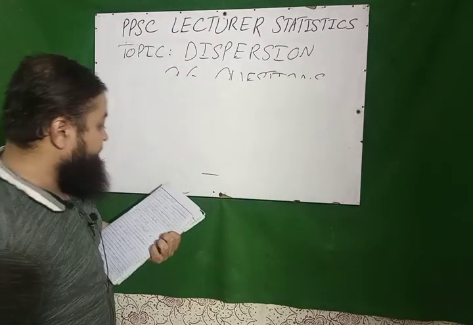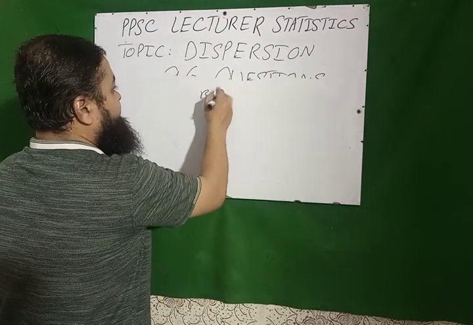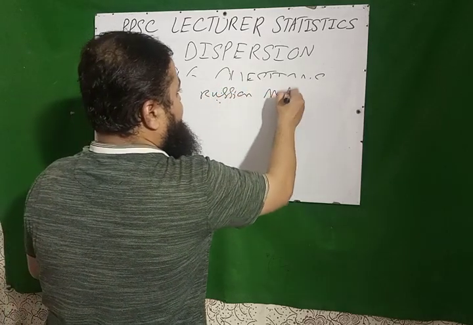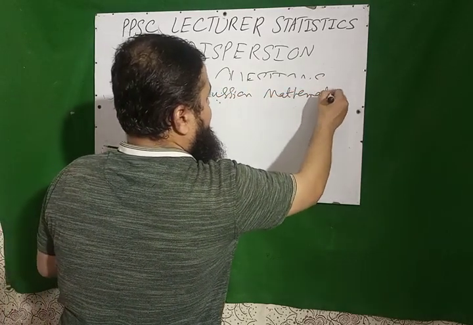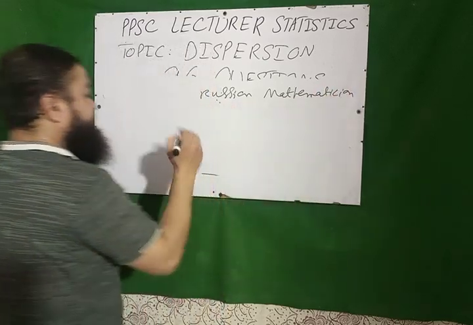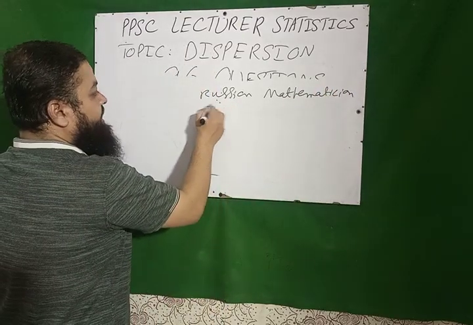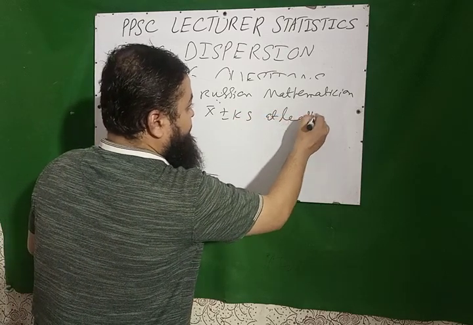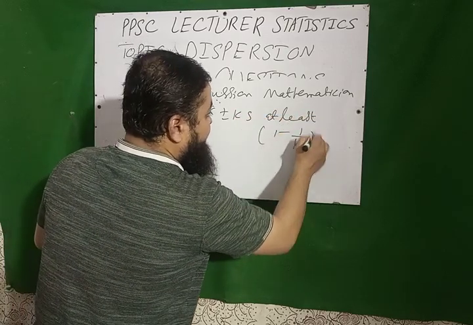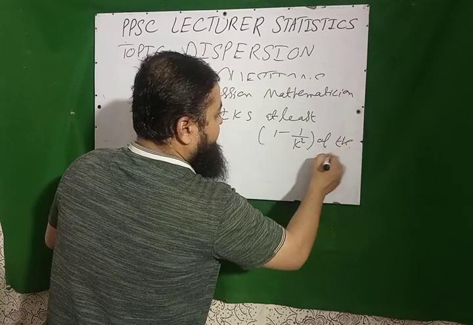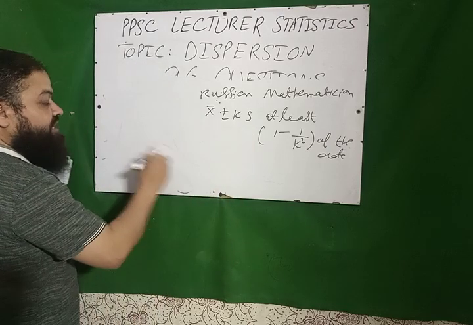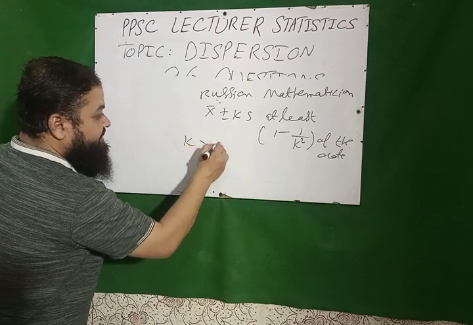Who was Chebyshev? He was a Russian mathematician, and his inequality is: x bar plus minus ks contains at least, a very important question, 1 minus 1 over k square of the data. Please keep in mind, this is an important question. This is also an important question. And the third one is that k is always greater than 1.